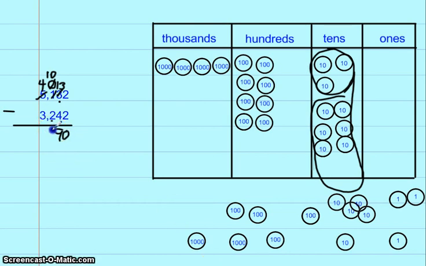I need to change my pen. Sorry about that, guys. So that would leave 8 hundreds. And now I'll go to my last place value that I have to subtract. I have 4 thousands, and I can take off 3, so I can do that, and that would leave 1.